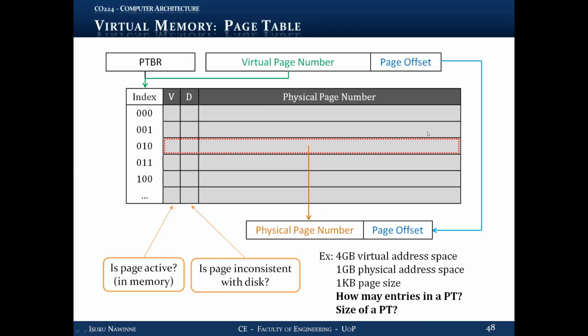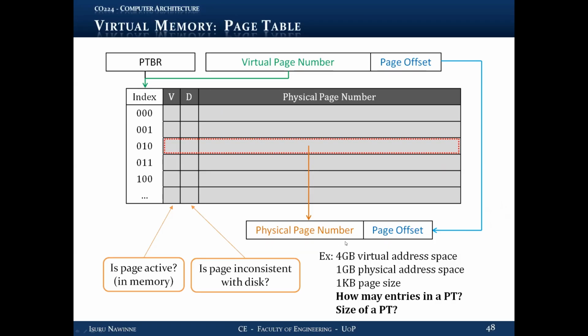We know a page table has 2 to the power 22 different entries. Now we need the size of each entry to do this, right? So what is the size of a physical page number? How many bits to store the physical page number in a page table entry? We need the size of the physical address for that. So our physical address space is 1 gigabyte.